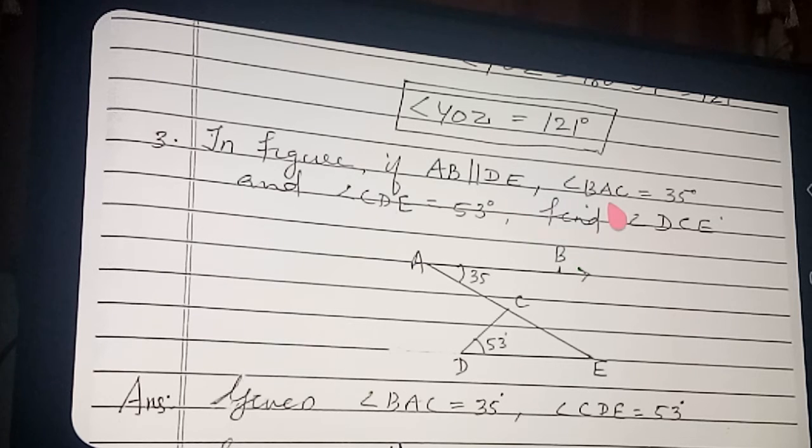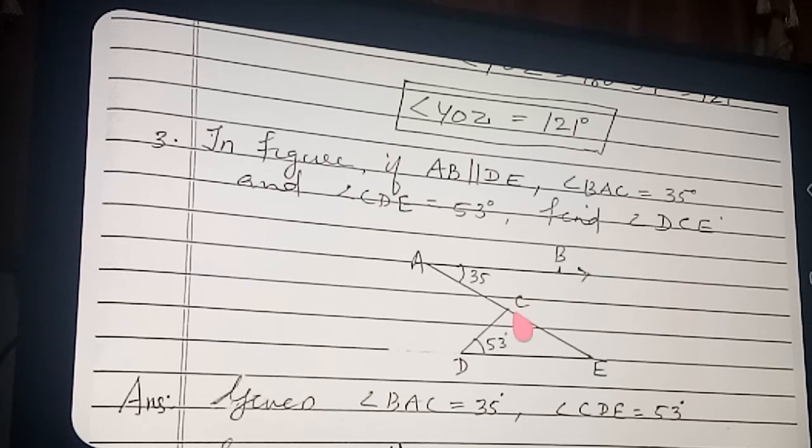So here, what is given? BAC is 35 degrees. AB is parallel to DE. Angle BAC is 35 degrees. And angle CDE, properly you mark the angles. CDE means angle D. So 53 degrees. What do you want to find out? DCE.